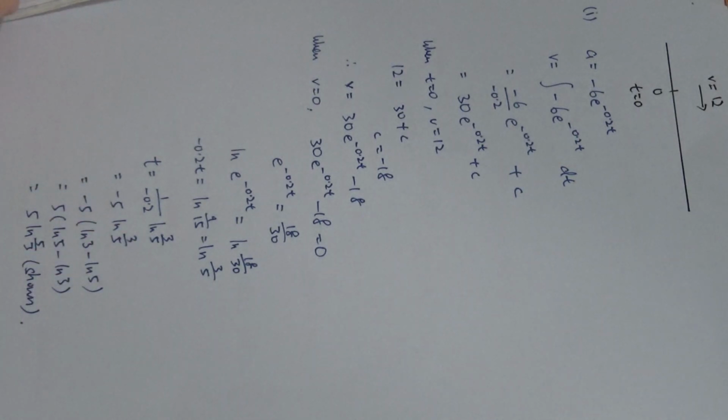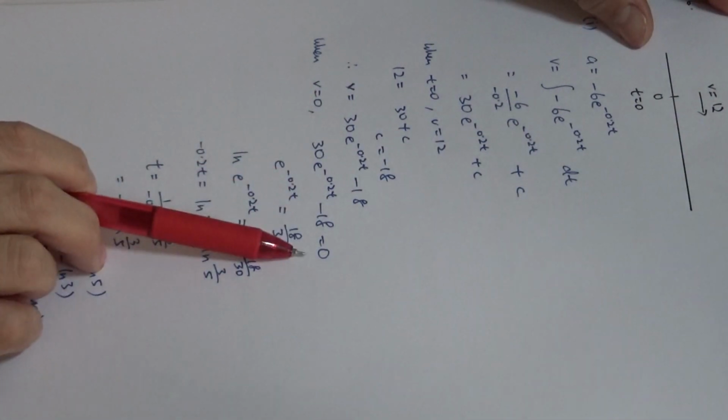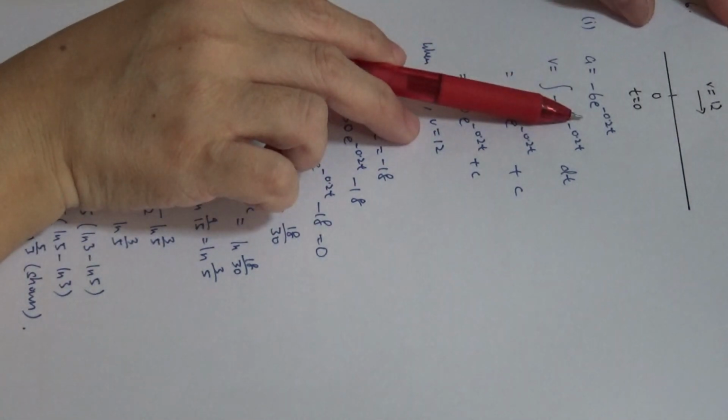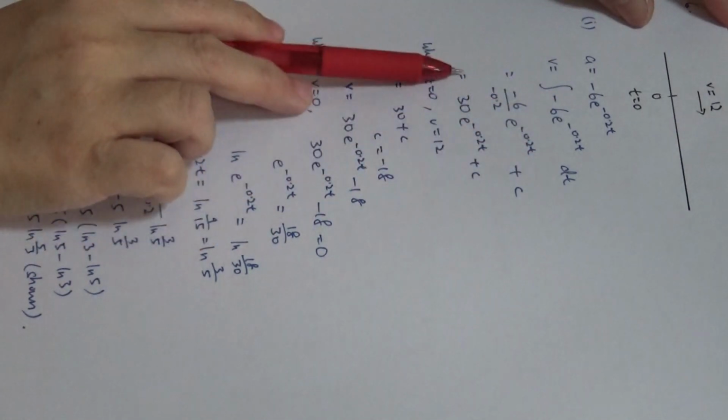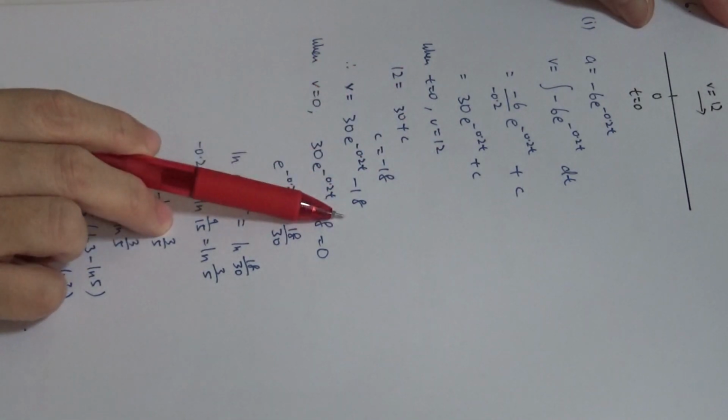Yeah, 6 part 1. Show that the particle reaches P when t is 5 ln 5/3. They say the particle comes to instantaneous rest at the point P. So at point P, v must be 0. So I put in here v equals 0. I repeat, acceleration is given by this. Velocity, you integrate, you get this. This is given in the question. Therefore, we have v as this.